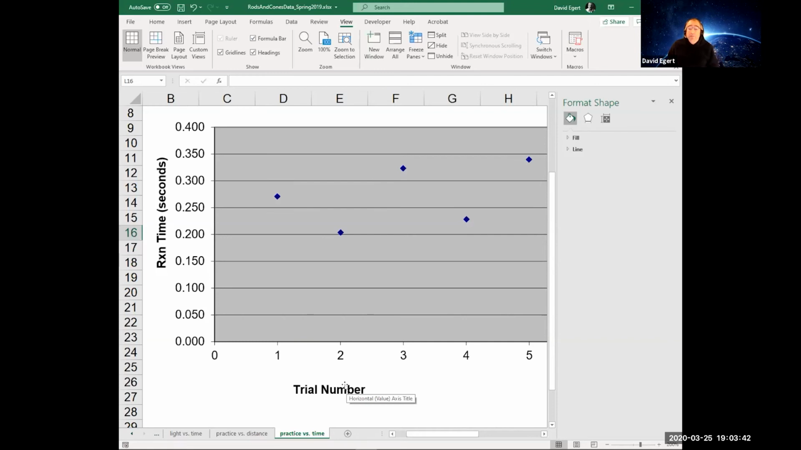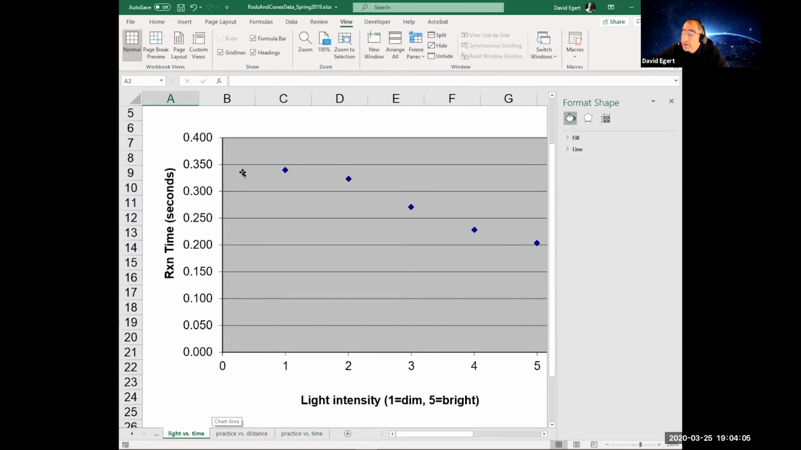So I want to make sure before we log out today that everybody understands that difference, why we have this graph of trial number versus reaction time. Right? This is controlling for practice. This is how we can say practice really doesn't seem to have much of an effect on the reaction time, especially when we compare it to this very obvious effect that the brightness of the light has on the reaction time. So does that make sense? Are there any questions about that? Does anyone have a question about what I'm talking about here?